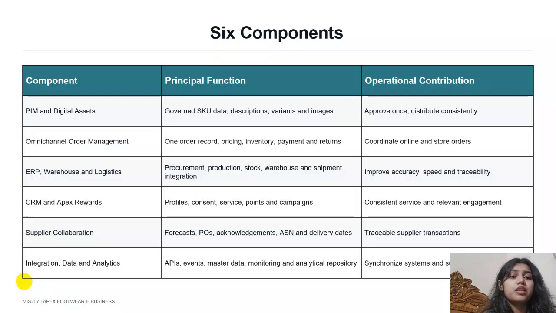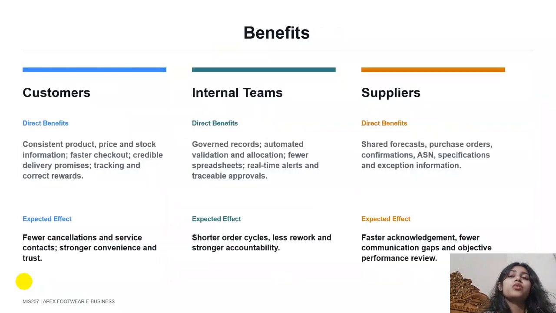Now the next part is benefits. Okay, so now let's look at the main benefits of this. For customers, the system can provide accurate product, price, and stock information, faster checkout, and better delivery tracking. For internal teams, it can reduce manual work, errors, and repeated updates.